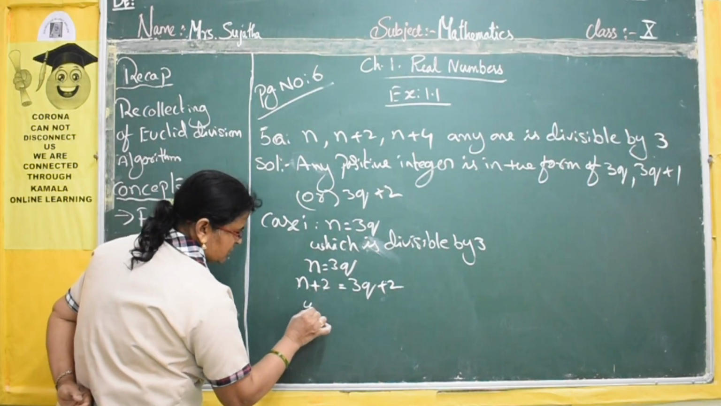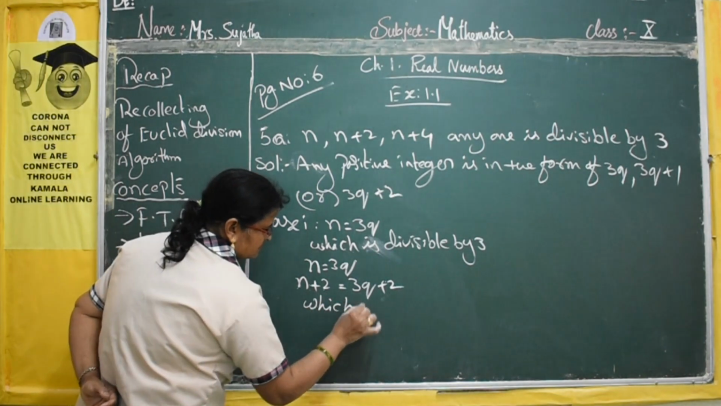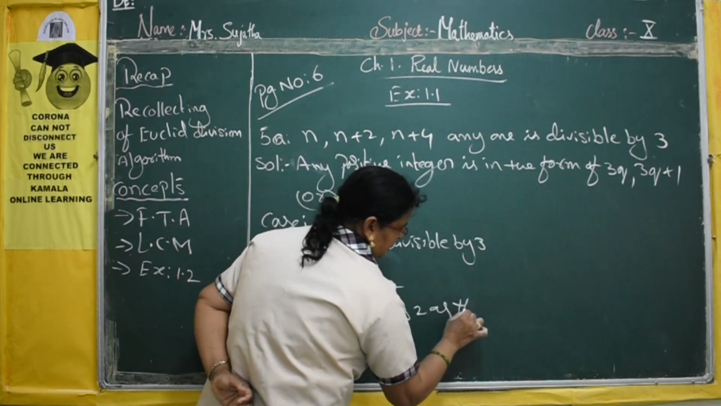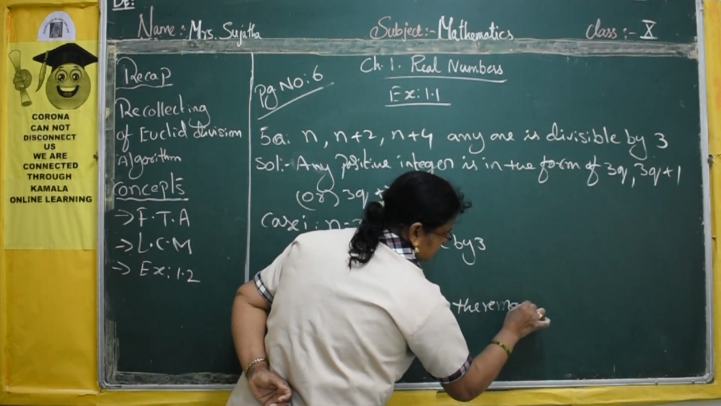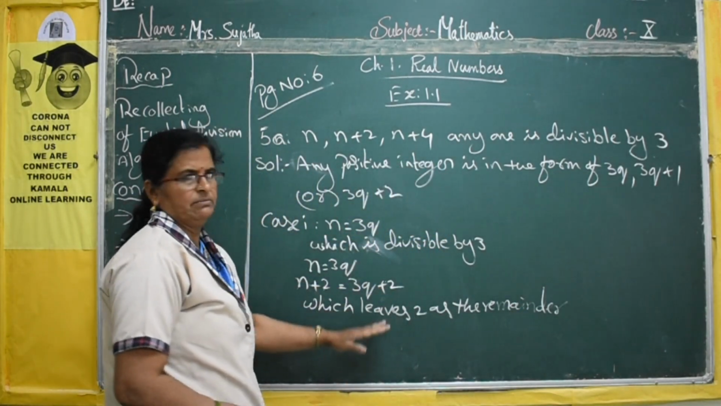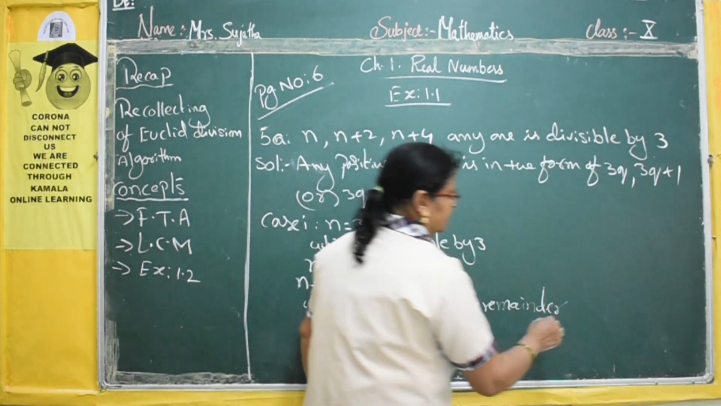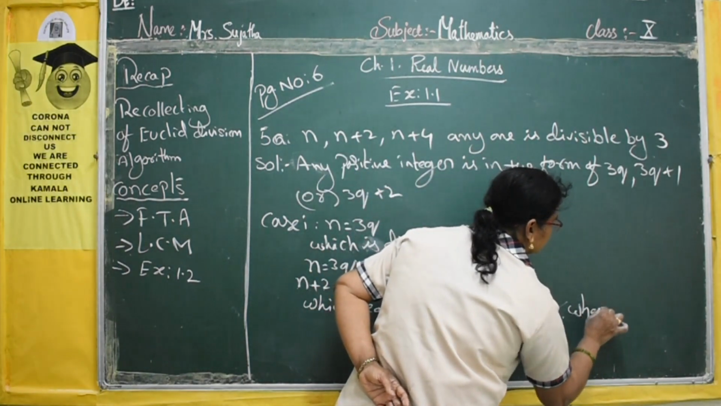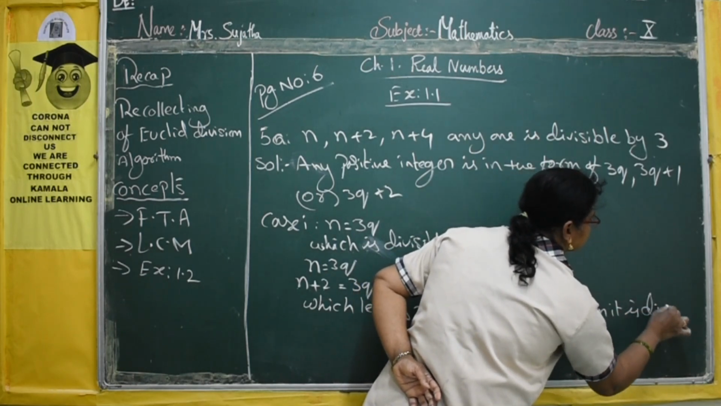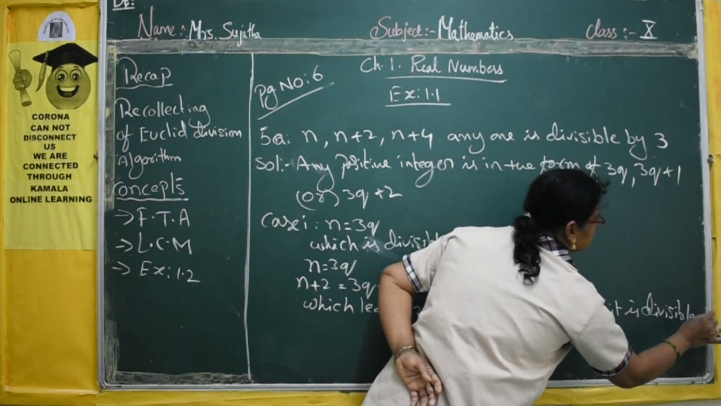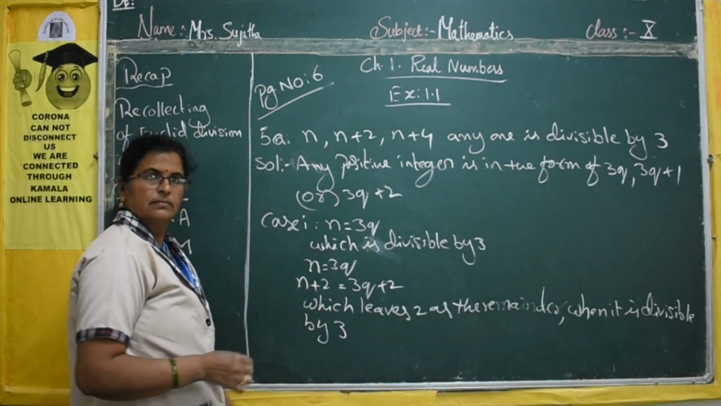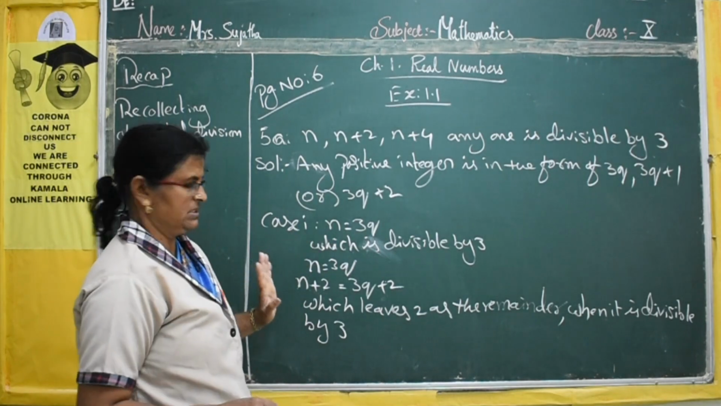So 3q plus 2 leaves 2 as the remainder when it is divided by 3. Okay. So it is not divisible.